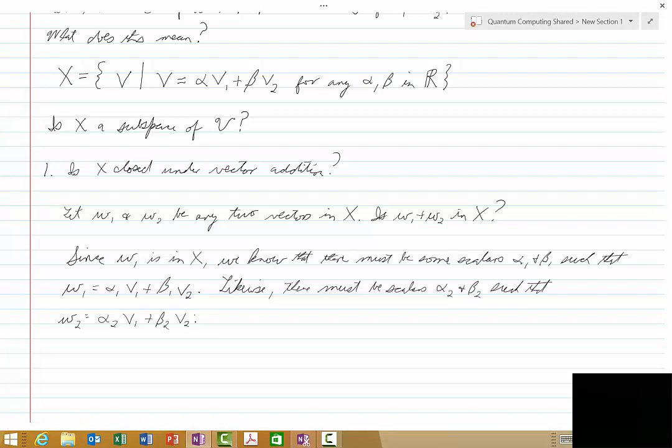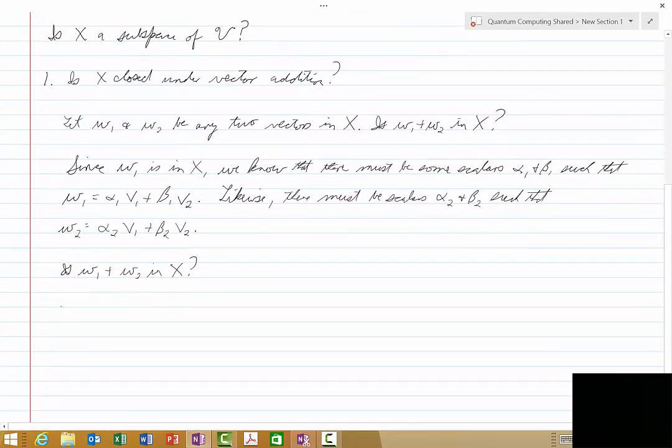So far we've just used the fact that W1 and W2 are vectors in X, plus the fact that every vector in X is a linear combination of V1 and V2, to express W1 and W2 in terms of V1 and V2. So now we get to this question. Is W1 plus W2 in X? Let me repeat the question here. Is W1 plus W2 in X?